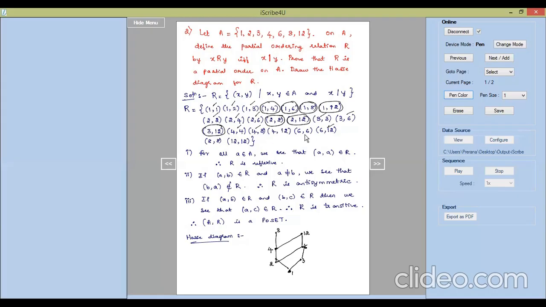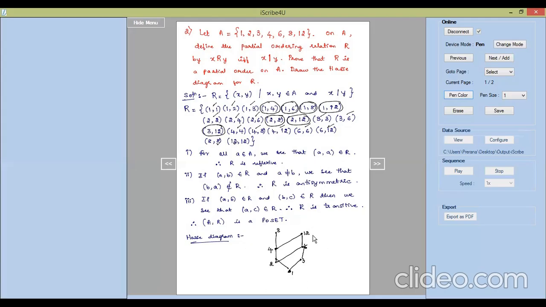Next 6 comma 6 which is a loop which is obvious. 6 comma 12 is already done. Already I have drawn it. So it's already over. 8 8 is a loop. 12 12 is a loop which are obvious. So we need not draw them explicitly and show it. Okay. So this is how we consider and write down the Hasse diagram.